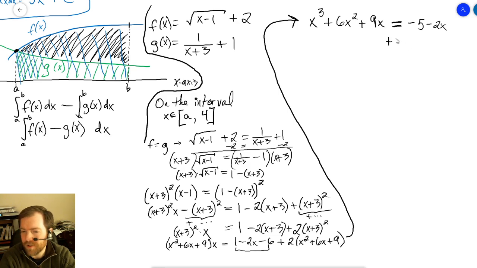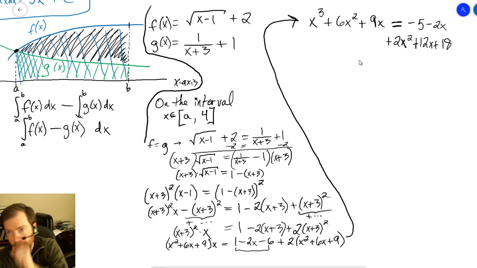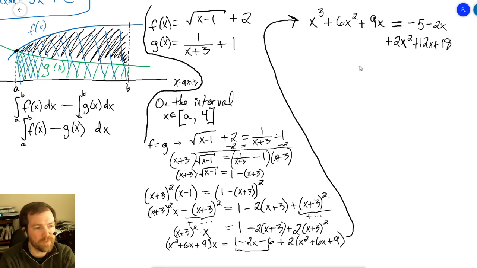So it's going to be a plus 2x squared plus 12x plus 18. Okay, and x cubed is over on this side, so we'll move everything to the left. It's going to be x cubed.